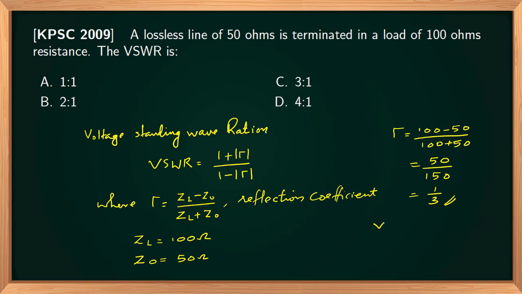So, VSWR equals (1 + 1/3) divided by (1 - 1/3). The answer is 4/3 divided by 2/3, which is 2. So, the correct answer is option B.